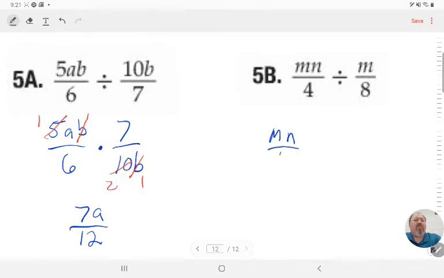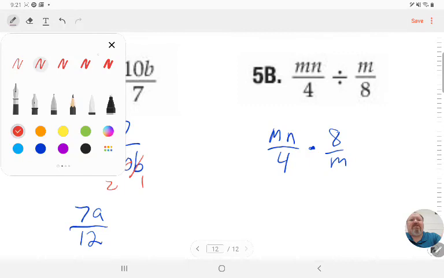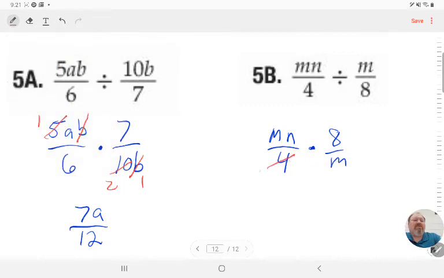We have mn over 4, change to multiplication, change to its reciprocal or multiplicative inverse, so it's 8 over m. Then we take a look, is there anything we can simplify? Well, 2 goes into 4 2 times, and 2 goes into 8 4 times. Oh, we could do something different, can't we? 4 goes into 4 1 time, and 4 goes into 8 2 times. So we could simplify down even further. Instead of taking 2 steps, we just do it in 1. And then we have an m in the denominator and an m in the numerator. So that leaves me with n times 2, or 2n, and then 1 times 1, which is 1. So that's just going to be 2n.